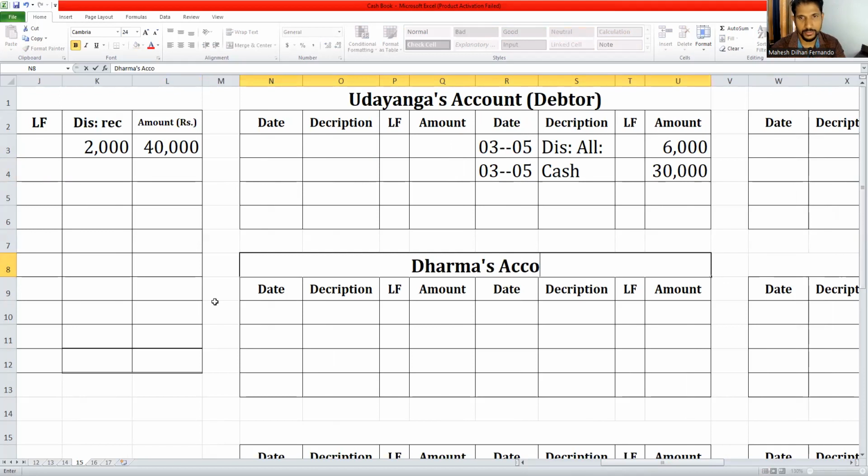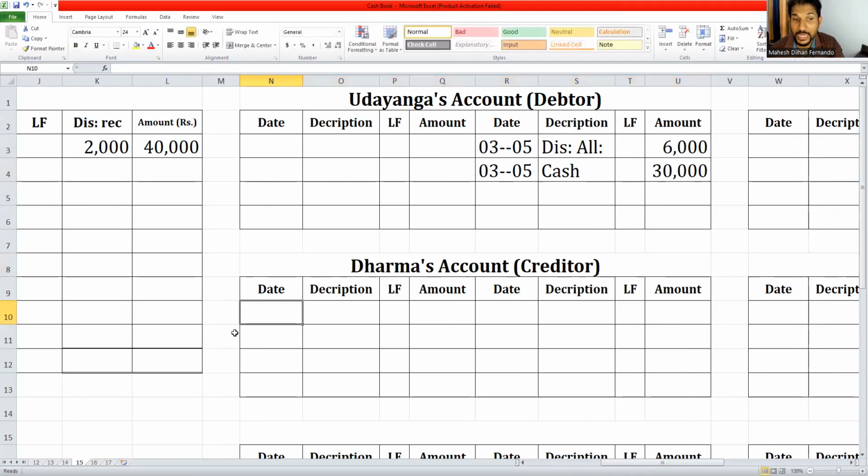Dharma's account. Remember that Dharma is a creditor. We have settled Dharma's account on the 8th of May. Discounts received 2,000. On the same day, we have paid cash, 40,000, just 40,000. That is how we have settled Dharma's account worth 42,000.